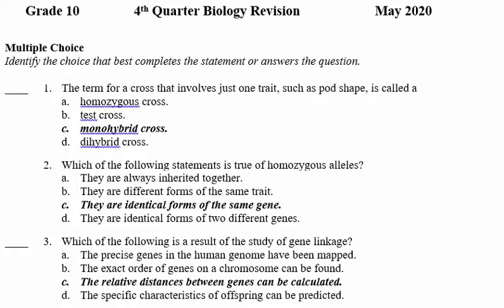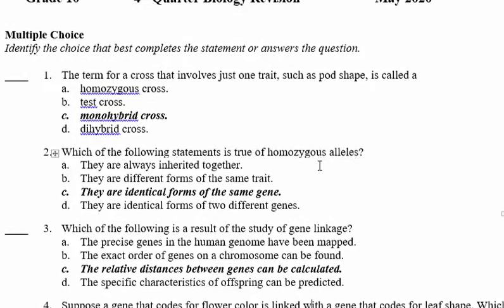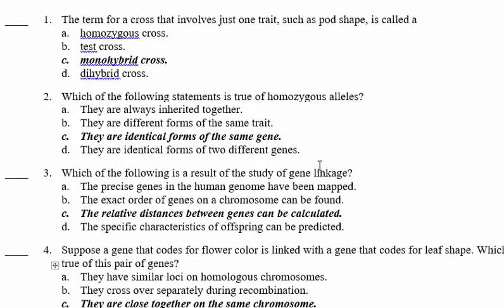Number 2. Which of the following statements is true of homozygous alleles? Homozygous alleles are the alleles that are coming from each parent, and they are homozygous when we are talking about similar alleles. So they are identical forms of the same gene. For example, you are inheriting the same gene from both parents. These genes separate, and each one goes through one of the sex cells. So the homozygous alleles are identical forms of the same gene.